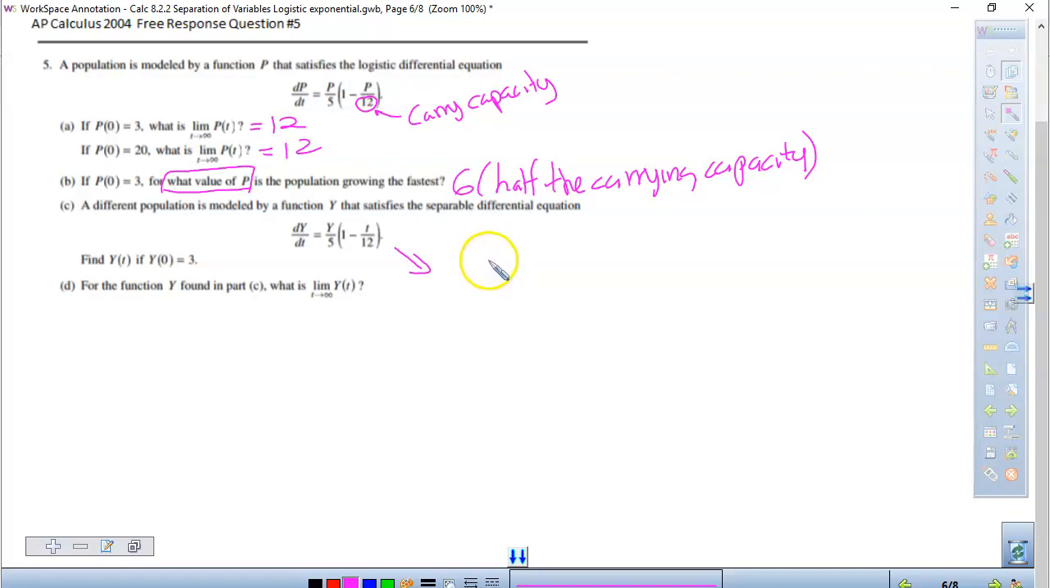dy over y equals 1/5 times (1 minus t over 12) dt. You can integrate both sides. Now, you could distribute the 1/5.